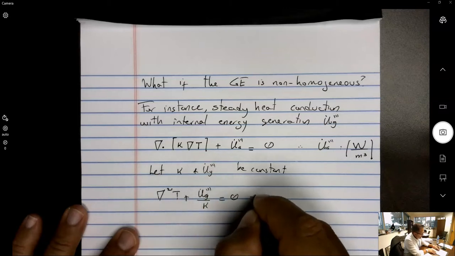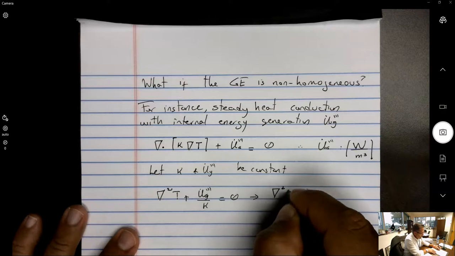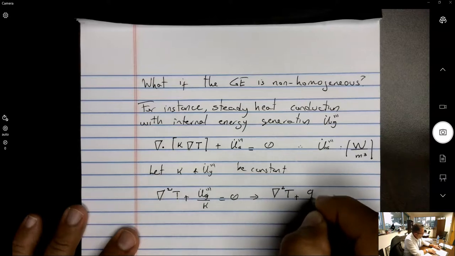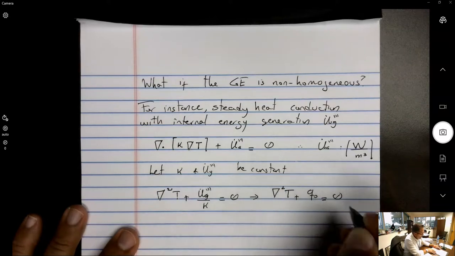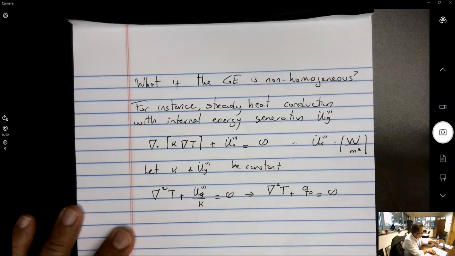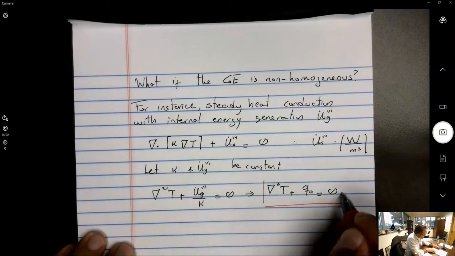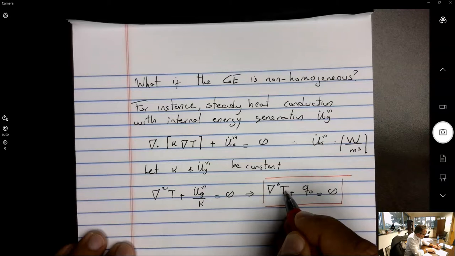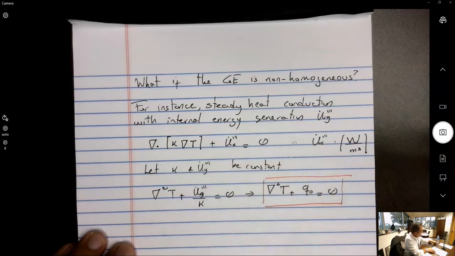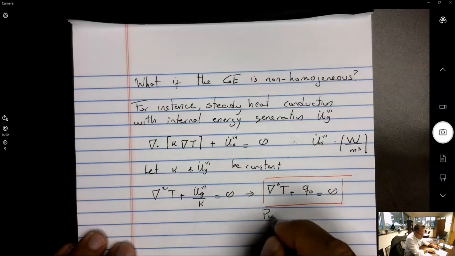And then we can just summarize this as something called Q0. And this right here is no longer called the Laplace equation. So when you have the Laplace of a field variable plus a constant, we call this a Poisson equation.